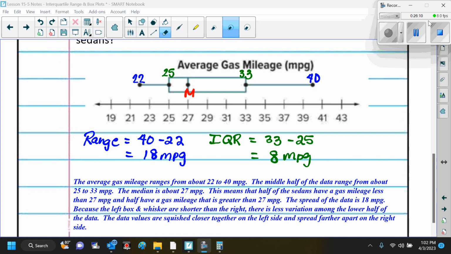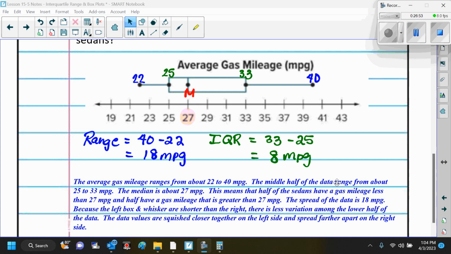All right, so if we're looking at the data, first thing I did was I found the median, which was about 27. Well, not about, it's at 27. So since the median is 27, that means that half of the data is less than 27 miles per gallon, and half of the sedans have greater than 27 miles per gallon. Okay? The range is from 22 to 40, so if I subtract, the range is 18 miles per gallon. That means that the spread of the data is over 18 miles per gallon.